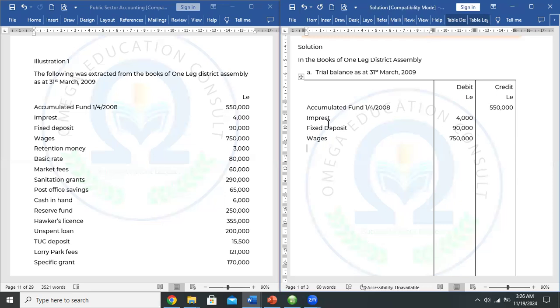The next one is retention money. I'm sure my professors are seeing this, so I'll do it myself. Now, when we say retention money, the name should suggest the meaning. Retention money, retain something, right?